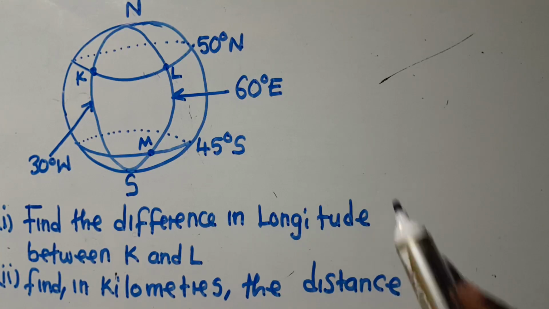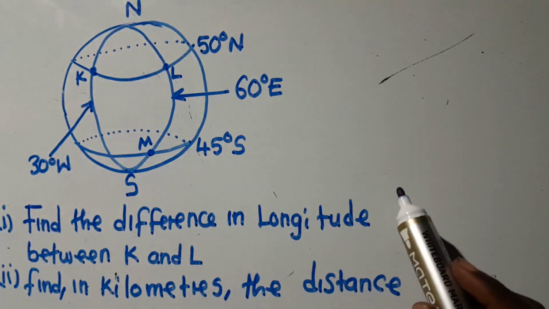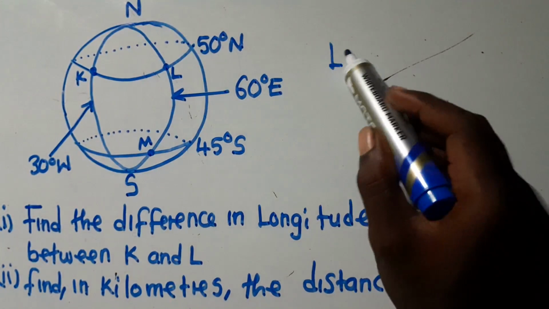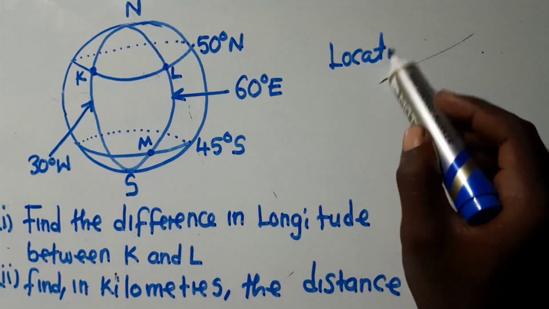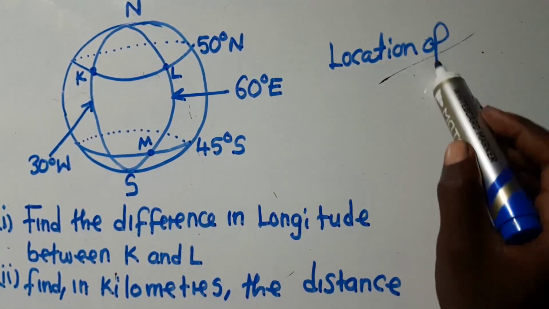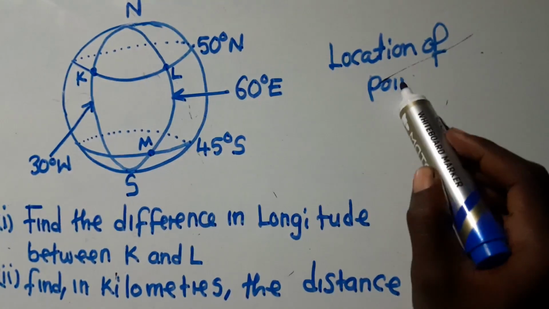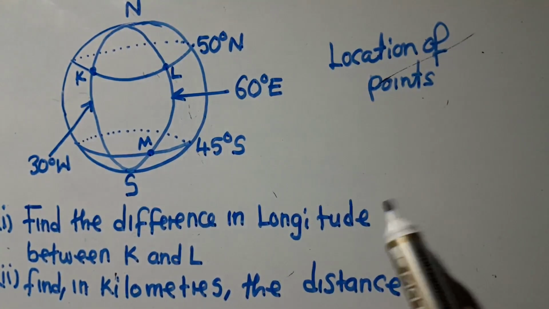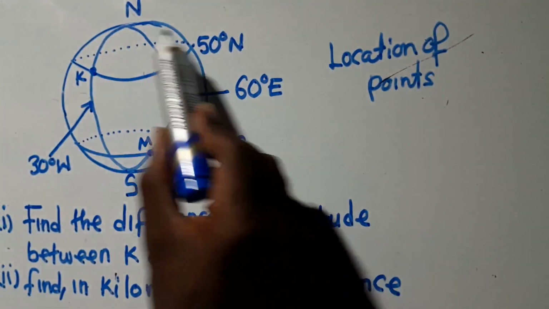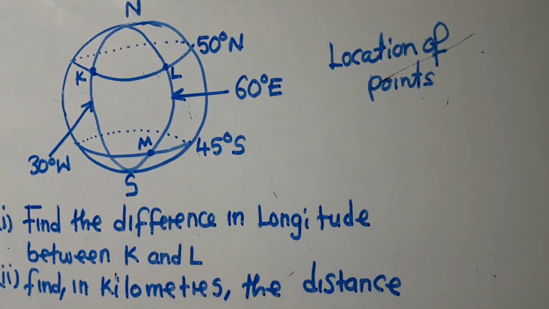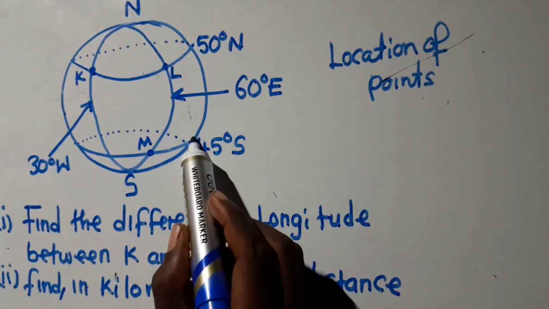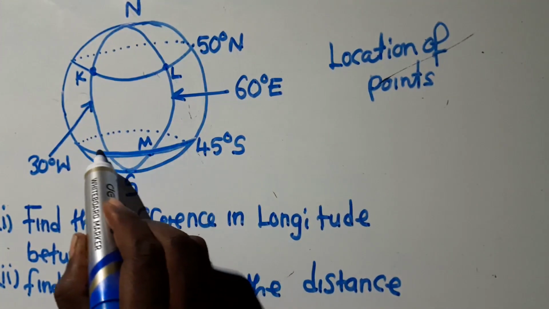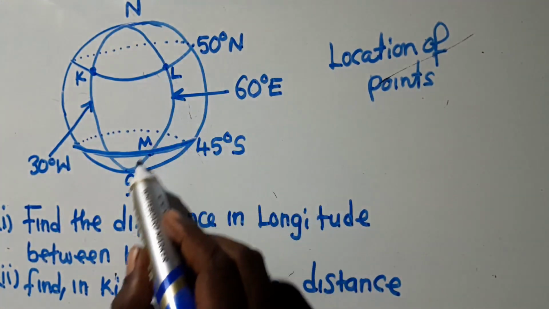Under earth geometry, the first thing that you need to know is what we call location of points: how to locate points on the surface of the earth. This is the first thing that you are supposed to know. So how do we locate the points? This is the latitude. This is the longitude.